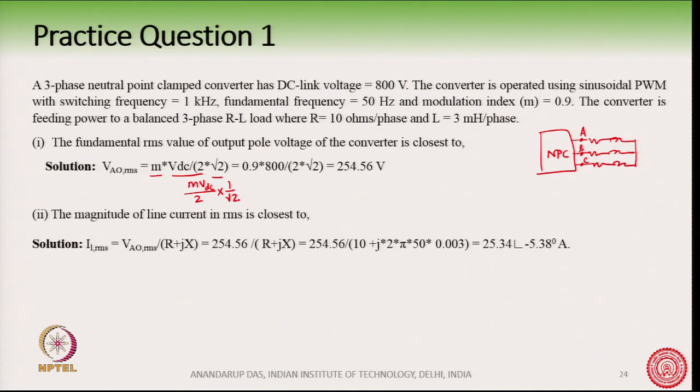The total DC link voltage is 800 volt and M is equal to 0.9. So, we can say 0.9 into 800 divided by 2 root 2, and this is equal to 254.5 volt.